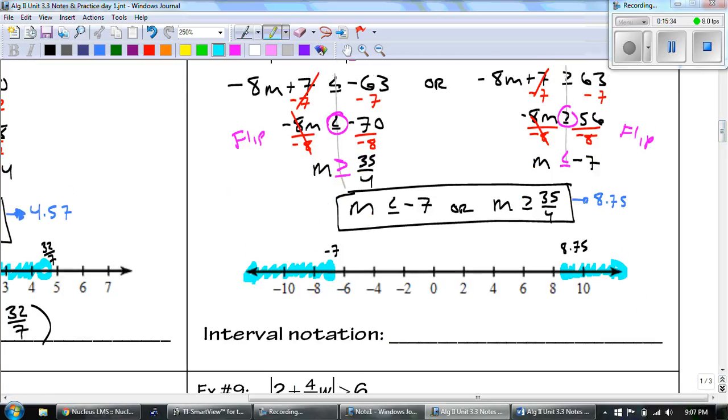Okay? So we've done enough of these interval notations now that you should know when it's pointing to the left, it goes to -infinity. And then at -7, I'm closed. Our break is the U, the union, and then we're closed at 35/4, and it goes to +infinity. Okay, last one.